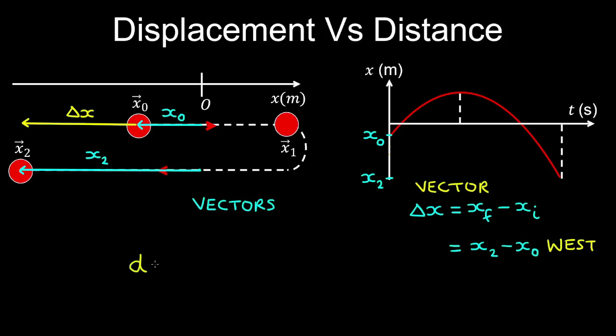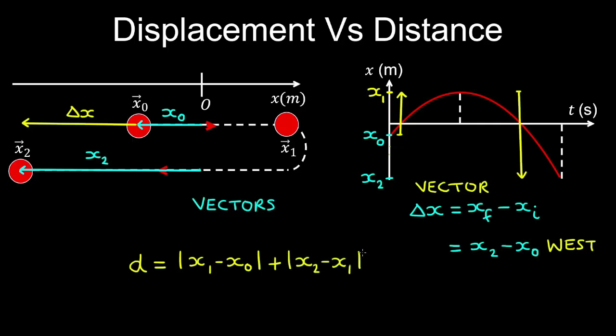Now distance, on the other hand, is the total length that the particle has travelled. So from x0 to x1 to x2. So this can also be seen graphically. So the distance that particle travels is from x0 to x1. And then from x1 to x2. So the distance is a scalar quantity. It has no direction, but only a magnitude. And that's the difference between displacement and distance.